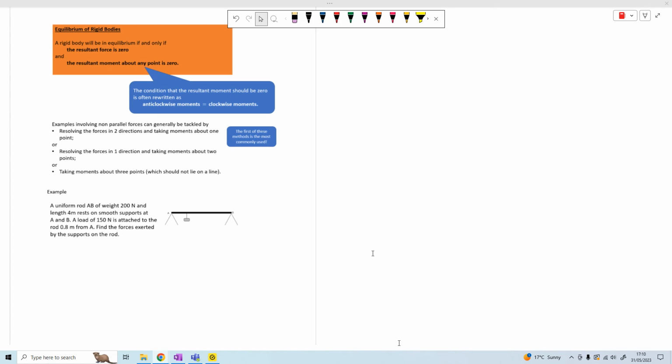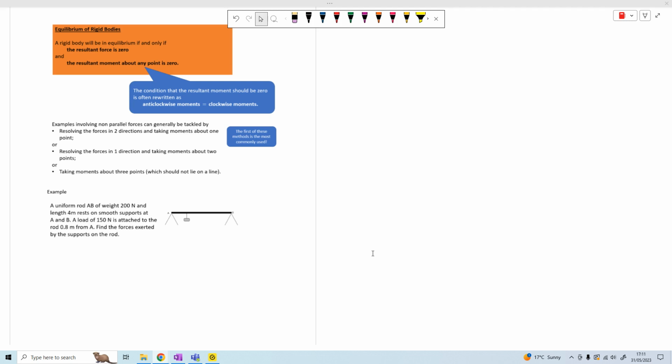So, equilibrium with a rigid body includes two things. It firstly means that your resultant force is zero, so everything going up and down is zero, and everything going left and right is zero. So there's no resultant force overall. And the other thing is that your resultant moment is zero, which means when you take moments, your anti-clockwise equals your clockwise, and so on.